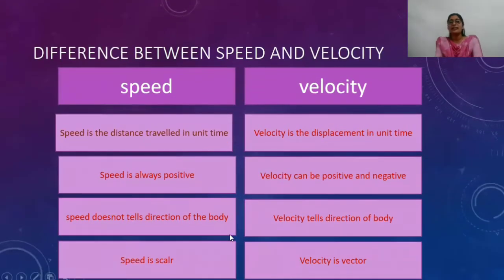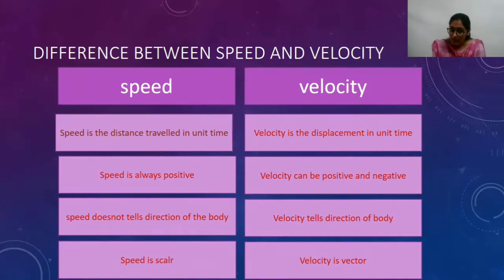Now we can find the difference between speed and velocity. So this is the table. First we write the definitions. What is speed? Speed is the distance traveled in unit time. Velocity is the displacement in unit time. Speed is always positive because it is the total path covered. It cannot be negative or zero. Velocity can be both positive and negative. Speed does not tell the direction of the body; it only gives the magnitude of the distance. Velocity tells both the direction and magnitude of the body.